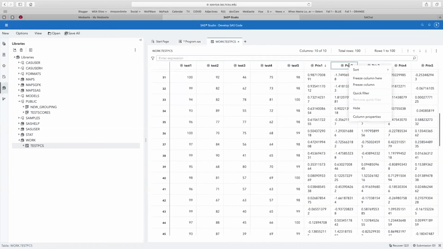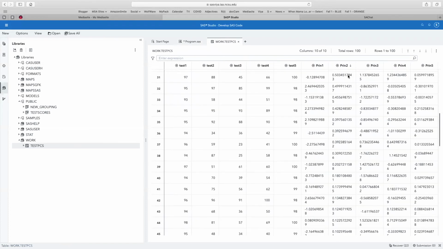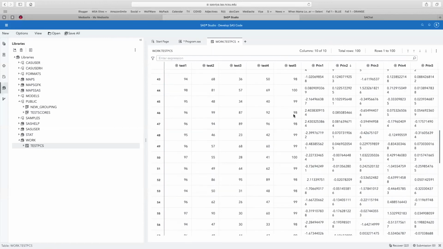If I'm to look here and I sort, the largest score on principal component 2 is someone that got a 100 on test 5 and did not do as well on test 1. And it's probably essentially going to be mostly about test 1 because there was such little variability on test 5 that everybody got above a 98 almost.